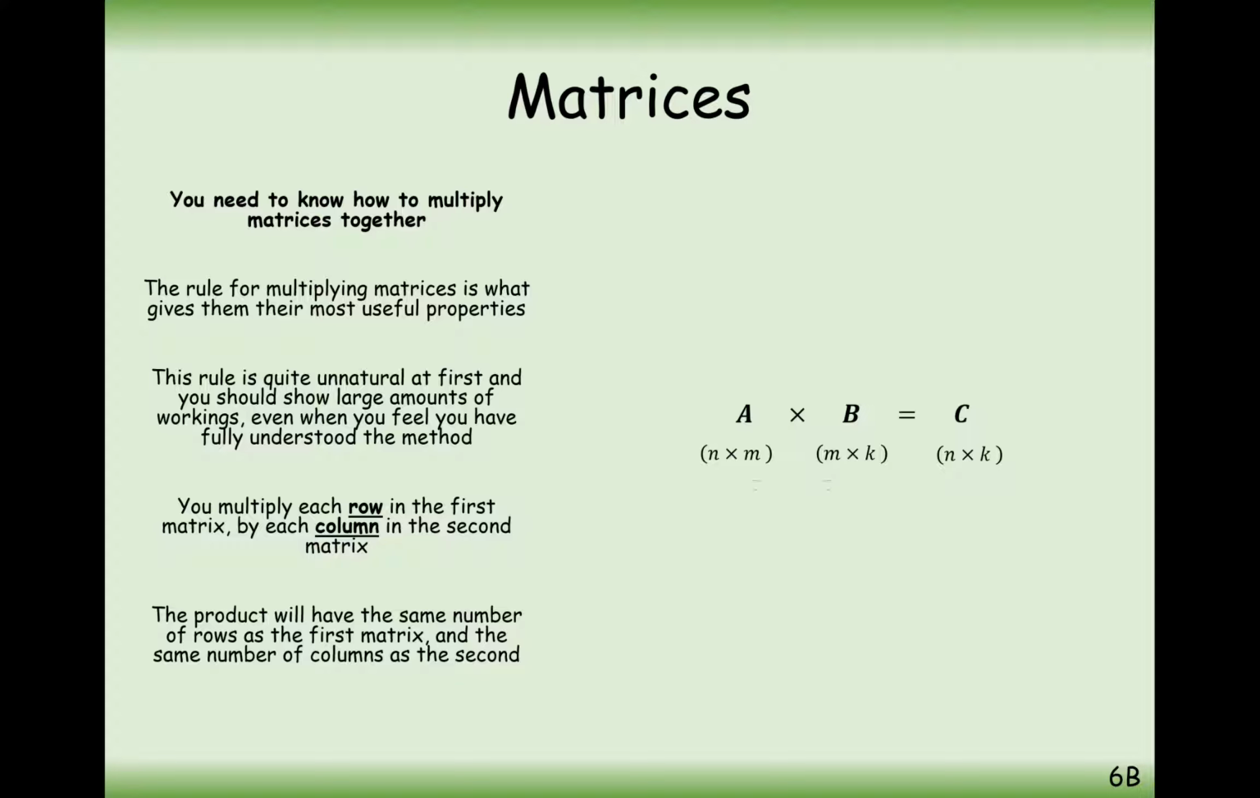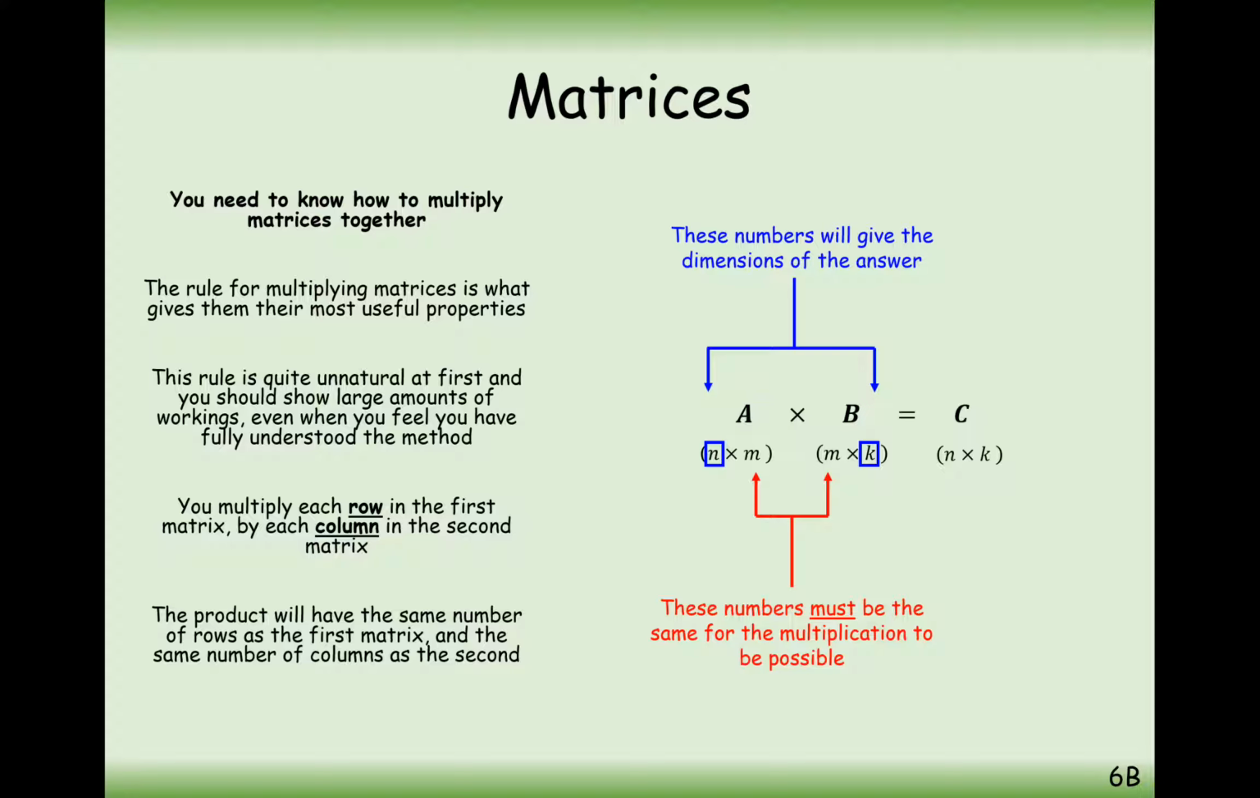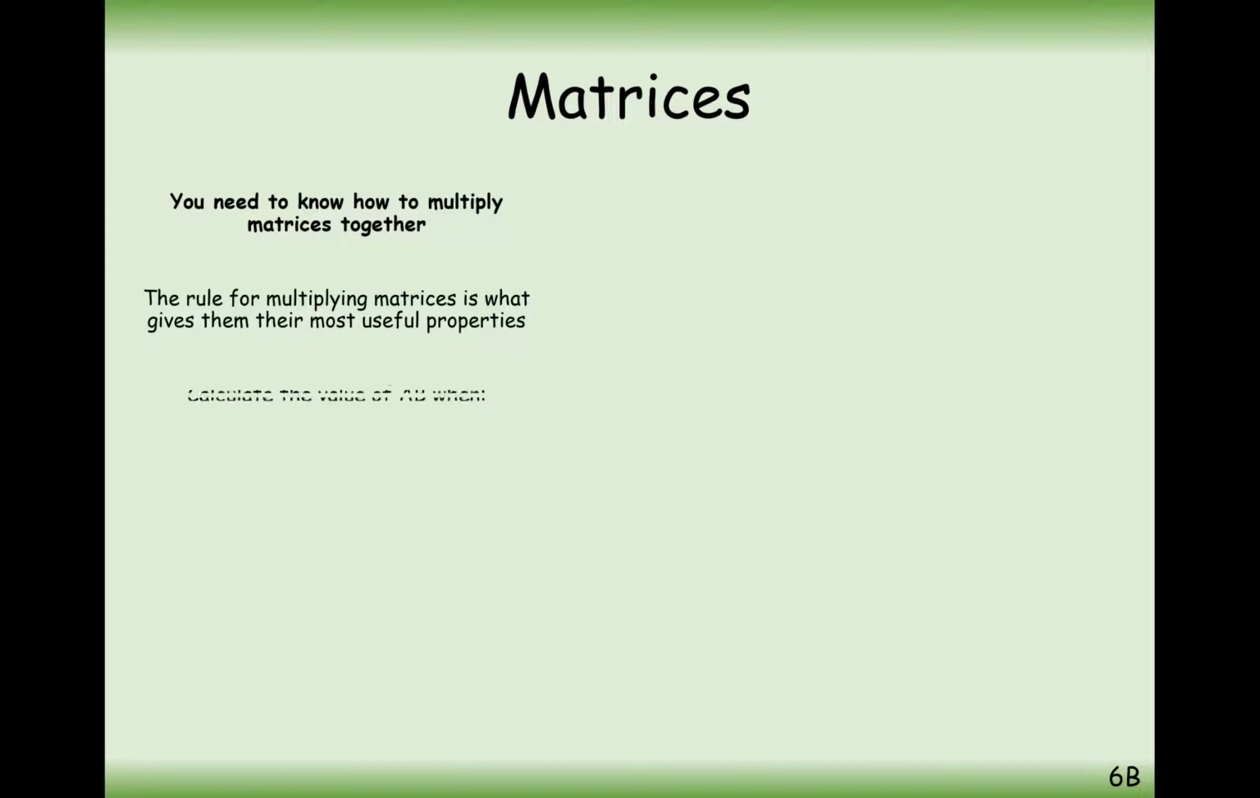Now, this may look all hypothetical to start with. We'll go through a question and we'll see where this all links in. But basically, the number of columns in the first matrix must match up to the number of rows in the second matrix. And you will also see that if you were to attempt this multiplication without these two numbers being equal, you would run into some difficulties. So basically you would just stop if you're running into these sort of difficulties.